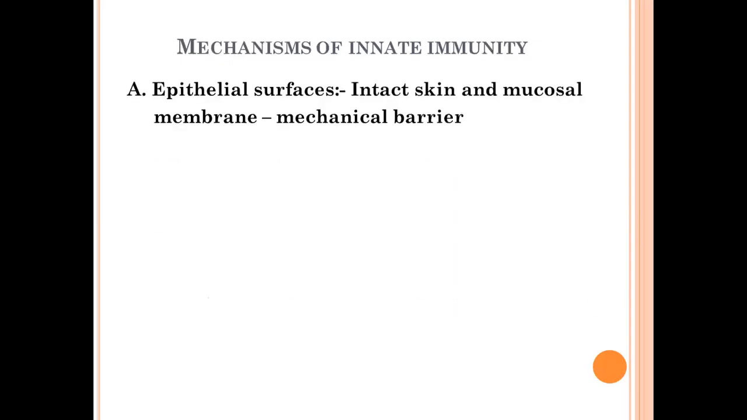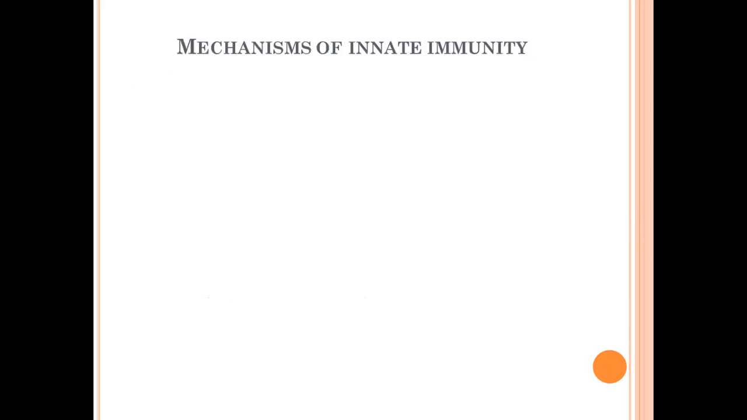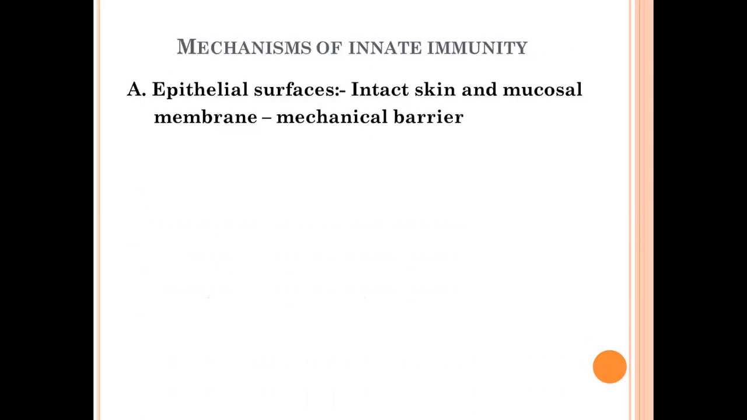Now, what is the mechanism of innate immunity? These are the three factors which are very much important and which are going to affect the immune process. Now, after knowing these factors and what exactly innate immunity is, how is this innate immunity acting? The mechanism of the innate immune response is first by way of epithelial surfaces.